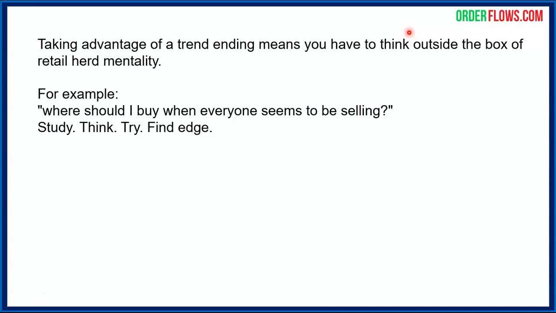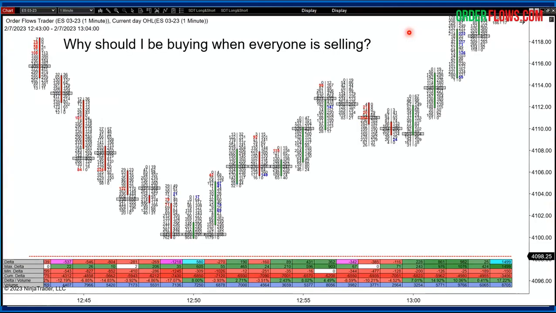So taking advantage of a trend ending means you have to think outside of the box of retail herd mentality. For example, where should I buy when everyone seems to be selling? You'll study, think, try. That's how you're going to find your edge. Why should I be buying when everyone is selling, right? Everyone is selling. This market is moving down. Obviously, red bar, red bar, red bar, red bar, red bar, right?